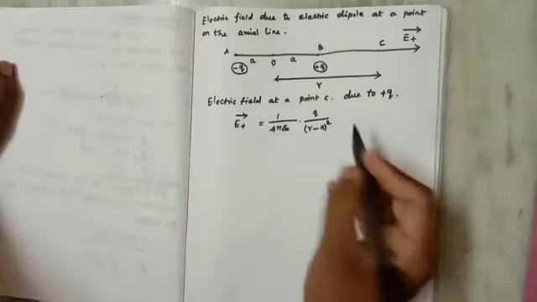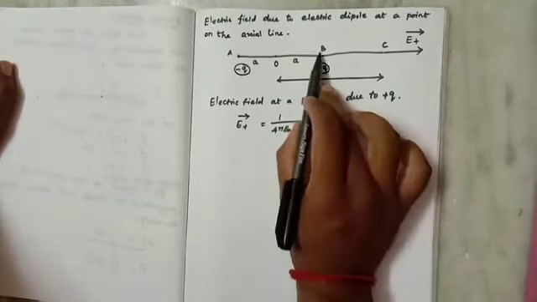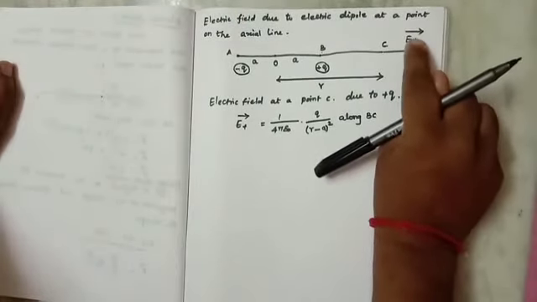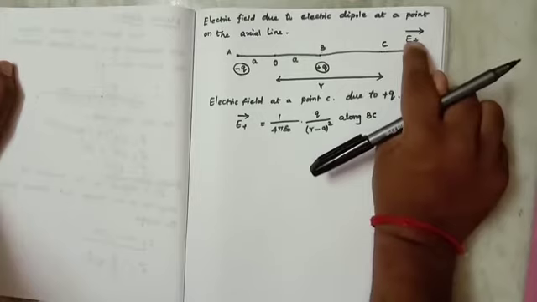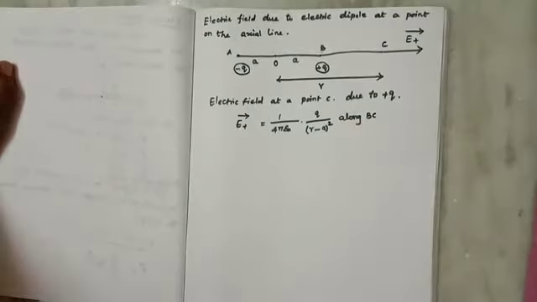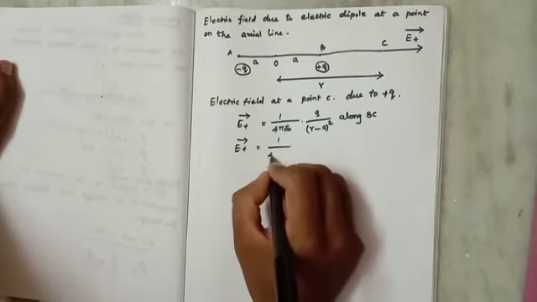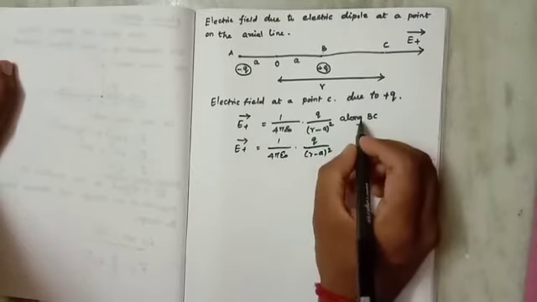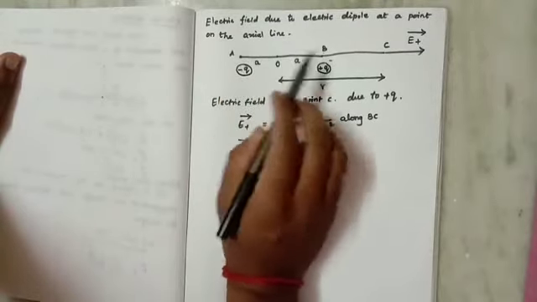Then we need to note that the electric field is directed along BC, because here we consider the test charge to be positive, so it experiences a repulsive force. The repulsive force has a direction like this, so it is directed along BC. So you can write that it is along BC. In the next step it can be written as E plus vector is equal to 1 divided by 4 pi epsilon naught, q divided by (r minus a) square.